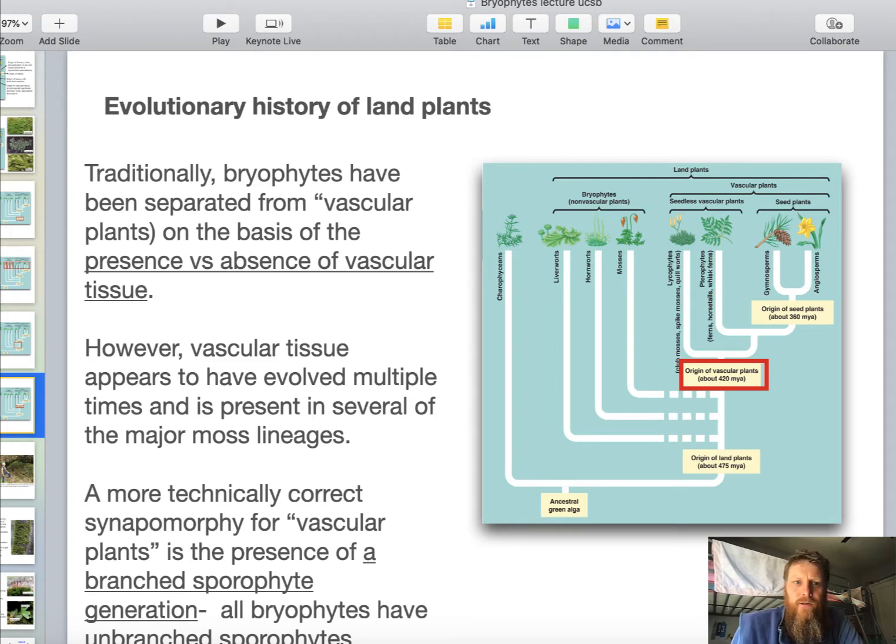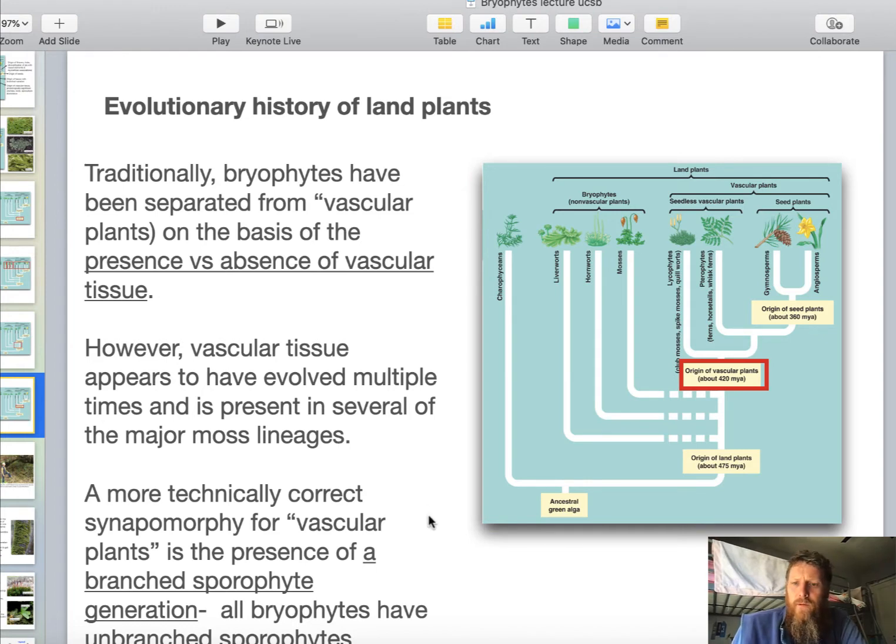Traditionally, bryophytes have been separated from vascular plants. If you take these 3 lineages and separate them from these lineages, you can see here it says non-vascular plants. That's been classically the trait that we use, but it's a bit of a misnomer because although it's true that vascular plants have vascular tissue, some of the non-vascular plants actually have functional vascular tissue as well. It appears to have evolved independently, but we're not entirely sure of that. Either way, it's not really a good synapomorphy.